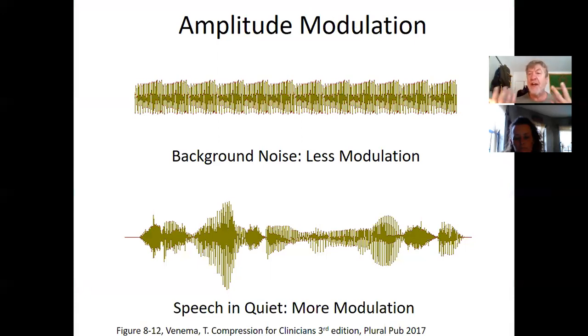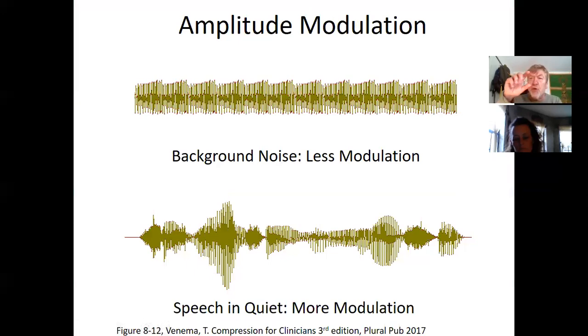Air conditioner, fan, even the hubbub and babble, those words we use, hubbub, babble, background cocktail party speech. If you were to take a waveform of background cocktail party speech, it would look fairly flat. The intensity would stay fairly stable over time.